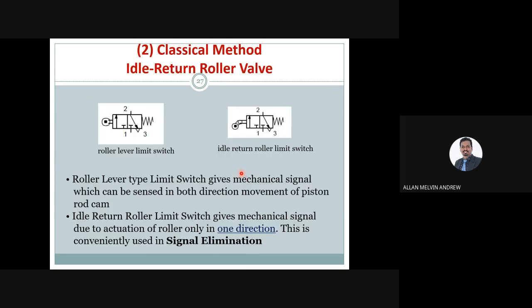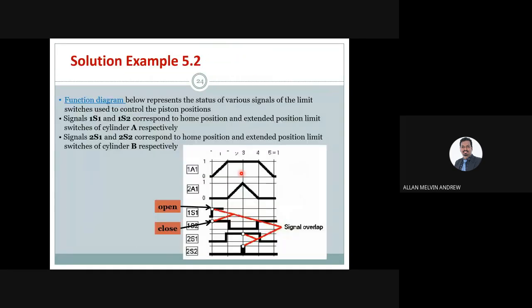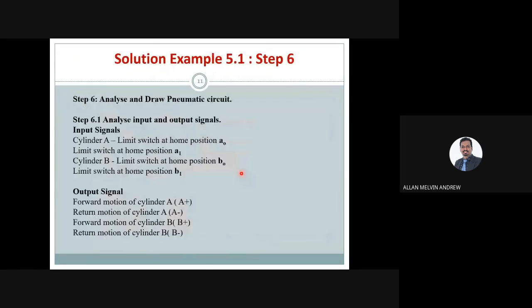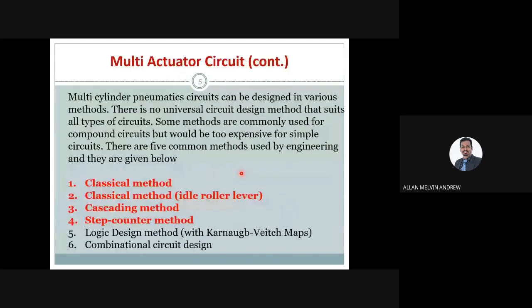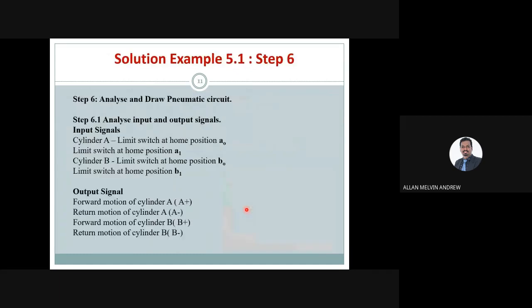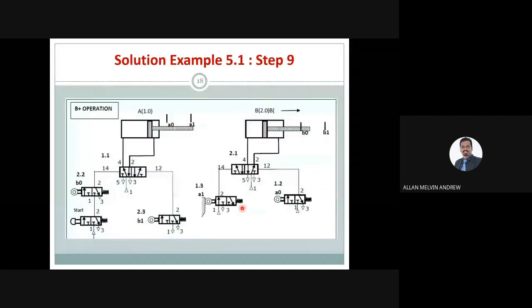Okay, so classical method tadi kita tengok. So classical method also can be used. So there are two types of classical method. Macam tadi saya bagi tahu. So tadi yang contoh yang kita tengok adalah classical method one. So there's another method, classical method with idle roller lever limit switch. Okay. So that is to eliminate the signal overlap.